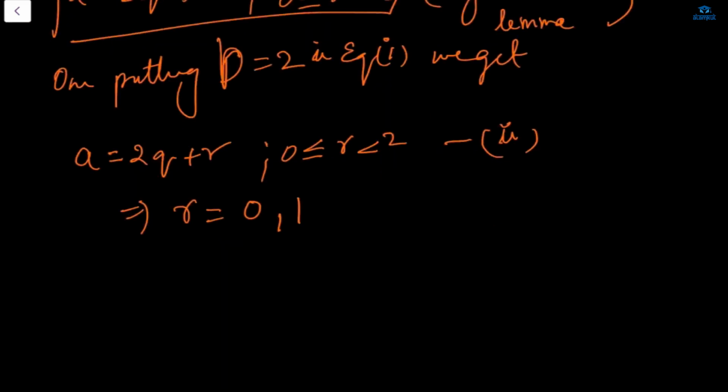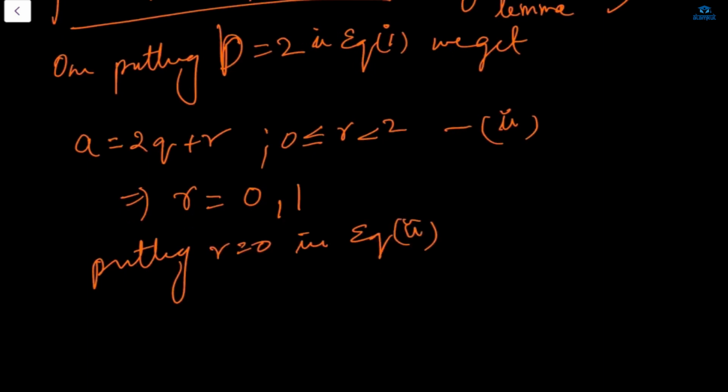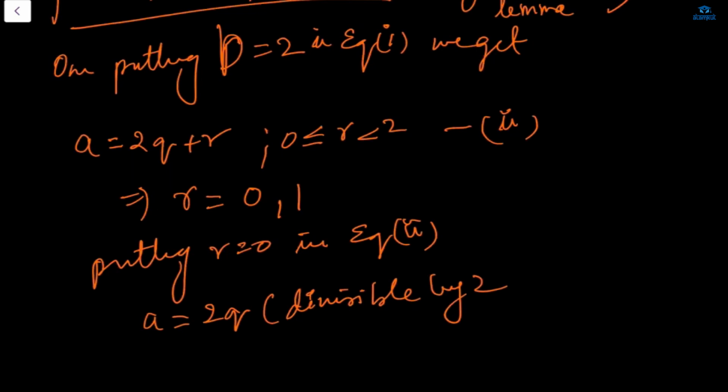Now, putting r equal to 0 in equation 2, what will it be? 2q. So 2q will be divisible by 2 or not? Yes, ma'am. It will be divisible by 2 because it is a multiple of 2. So it will always be divisible by 2.